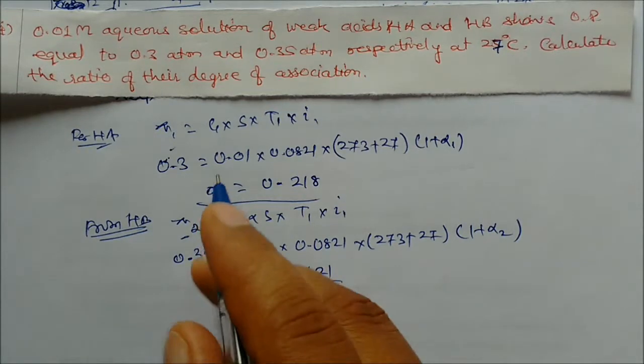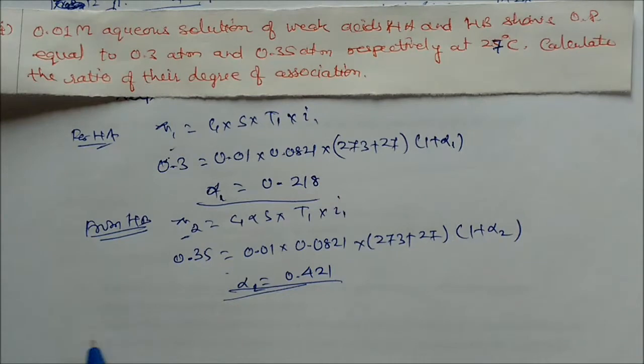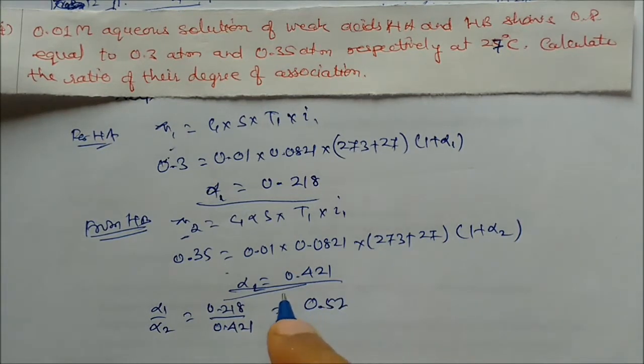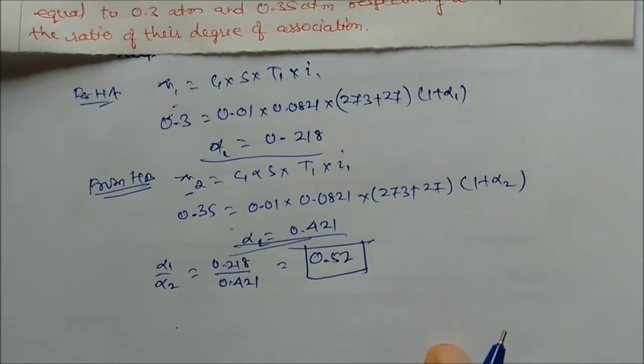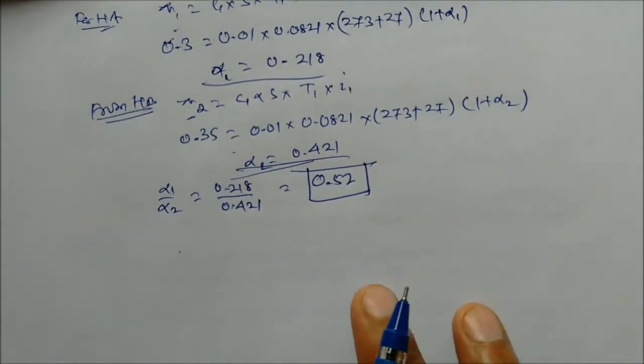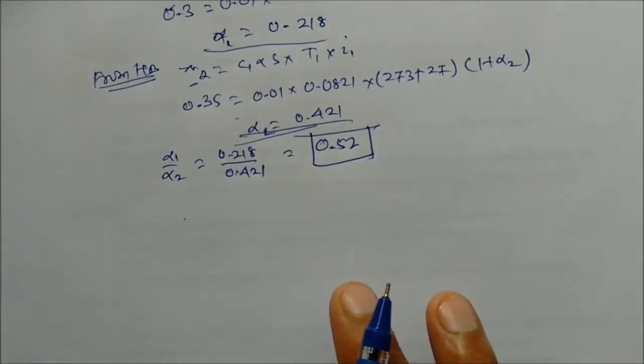Now we can find the ratio of the degrees of dissociation, definitely alpha 1 by alpha 2. So we put 0.218 divided by 0.421. On solving you will get 0.52. So this is the ratio of the degrees of dissociation of the two different aqueous solutions.